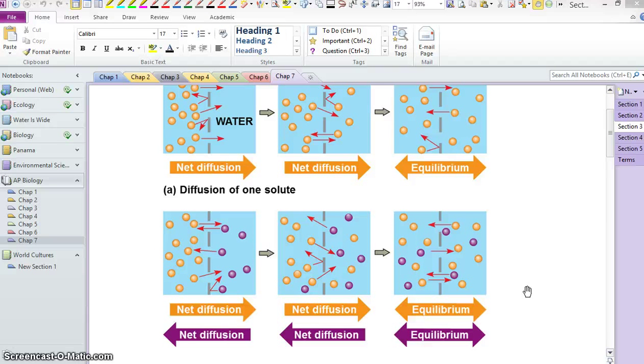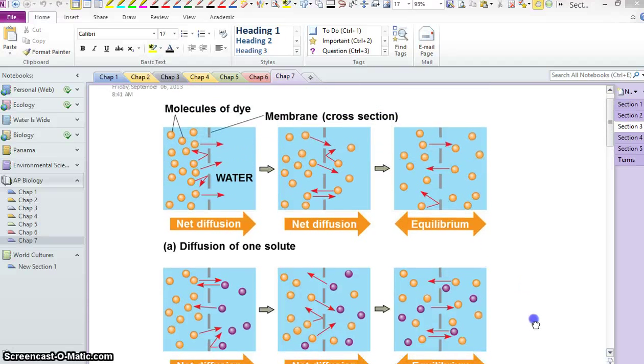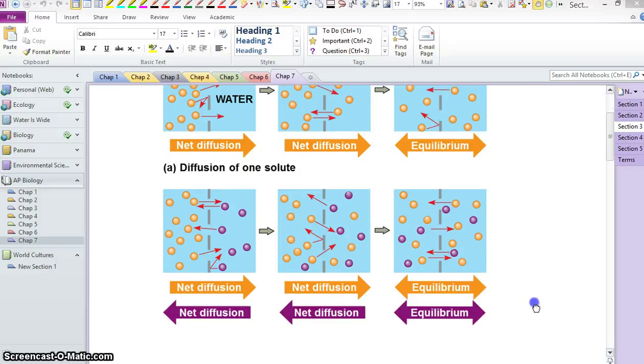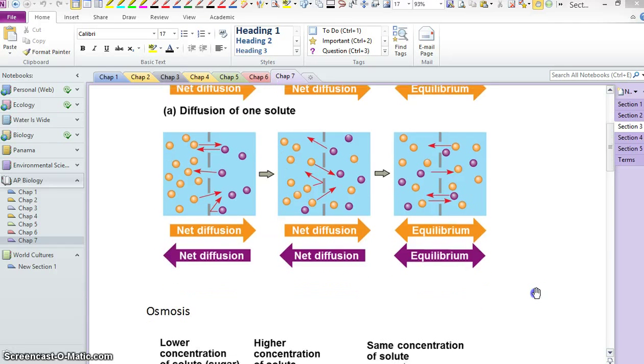Now, here's a situation in which we have things moving both ways, and so there are different concentrations on either side, and so the yellowish one is diffusing to the right and the purple one is diffusing to the left. And you can see again there's a net flow of the orange one way and the purple things the other way until again you reach equilibrium and they're both moving across the membrane at equal rates once you've reached equilibrium.